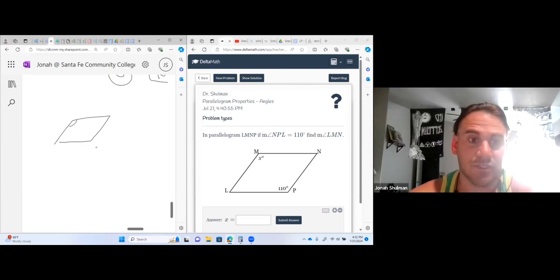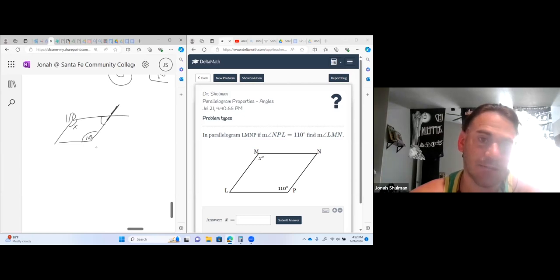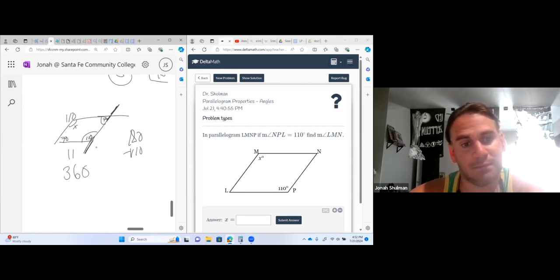The opposite sides are equal. So this is X. This is 110. So they equal each other. Now, if I wanted the other side, if I were to slide that up, it's going to match 110. It's going to make that straight line, right? So 180 minus 110. Okay, one of the other ones is 70. If we add them all up, guess what? We got 2 triangles. So it's got to make 360. Boom.